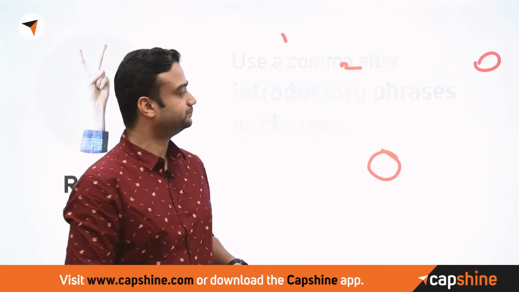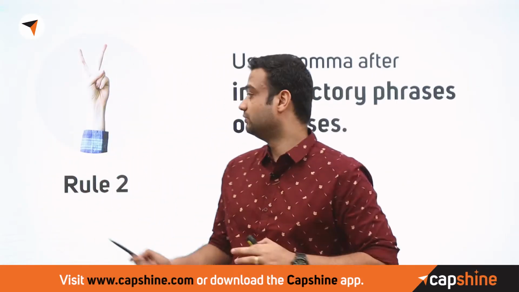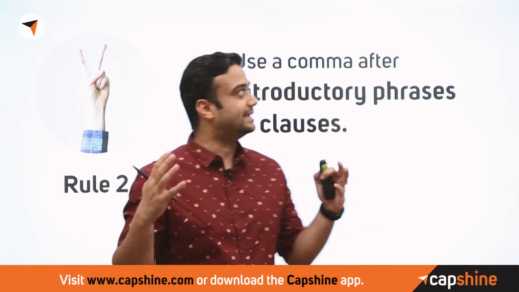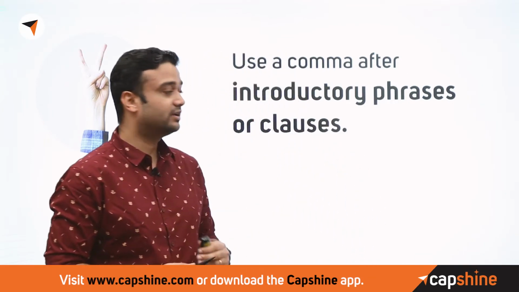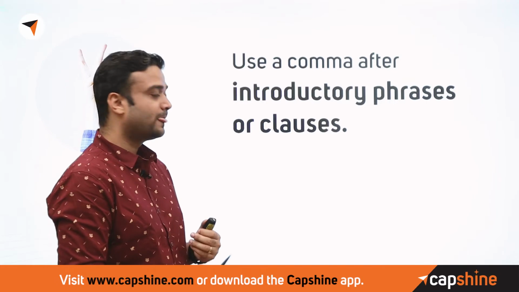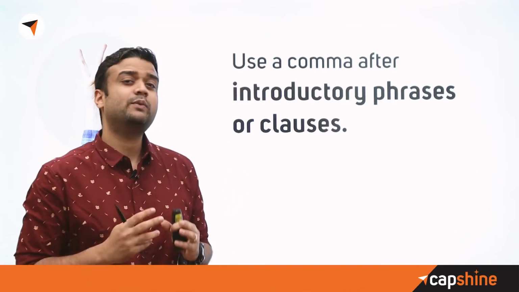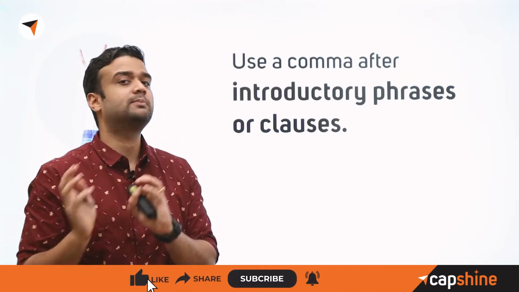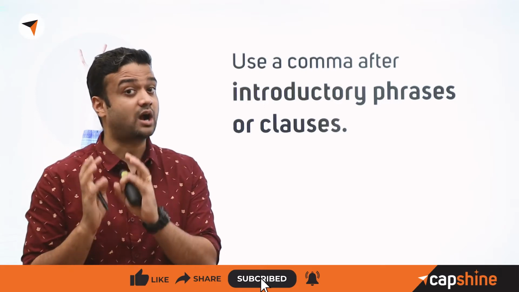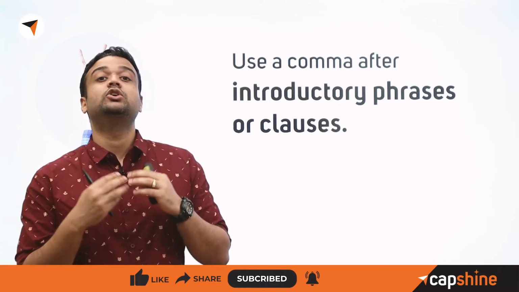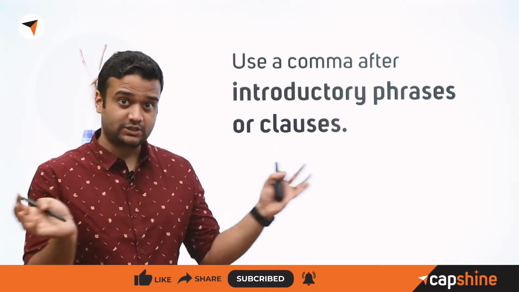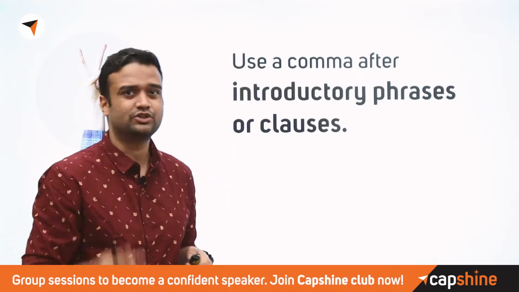A pro tip. The next rule for comma use is, well, use a comma after introductory phrases or clauses. Essentially, when you want to add a little bit more information about someone or something that you're starting off a sentence with, you put a comma to separate that information. Again, let's look at an example here.